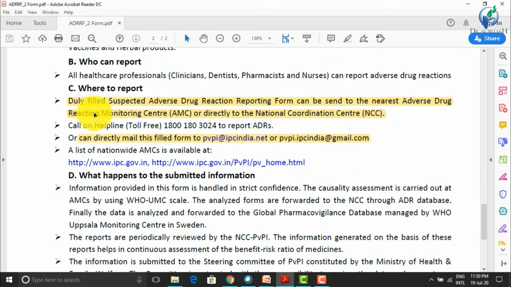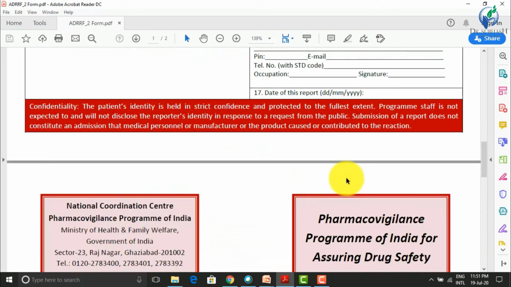See, the duly filled suspected adverse drug reaction reporting form can be sent to the nearest adverse drug reaction monitoring center or directly to the NCC. And directly we can mail this filled form to pvpi@ipcindia.net or pvpi.ipcindia@gmail.com. So this is about the ADR form.